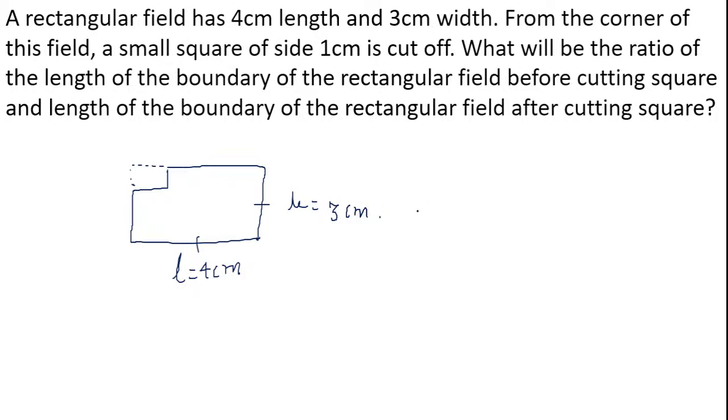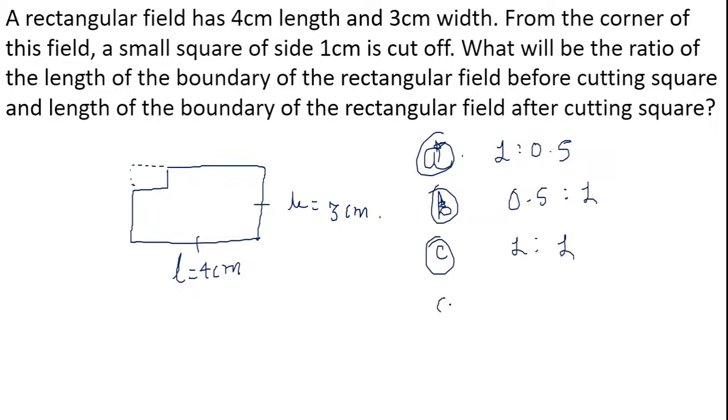Options are 1:0.5, option number A, option B is 0.5:1. Now we have to calculate the ratio over here. Option C is simply 1:1, and option number D is 1:1.4. Now I have already explained you the basics regarding the rectangle as well as the square. You can let me know what will be the ratio of the length of the boundaries of the rectangular field before cutting and after cutting.